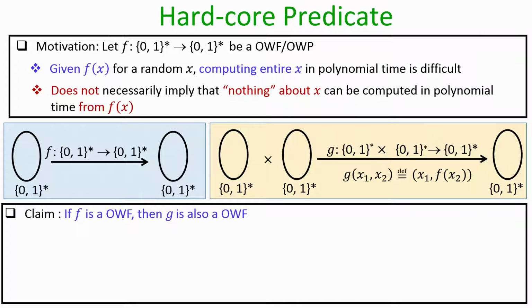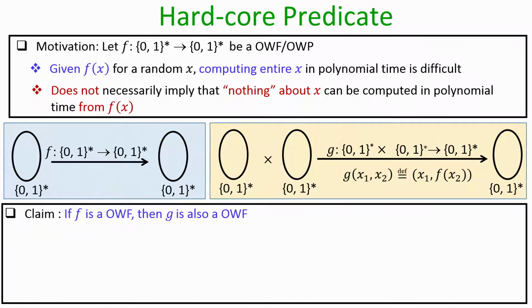So, basically the idea here is that if g is not a one-way function, that means if someone gives you the value of g of x1 comma x2 and you can actually find x1 comma x2 in polynomial amount of time, then intuitively using that algorithm you can also compute the value of x2 given just f of x2.